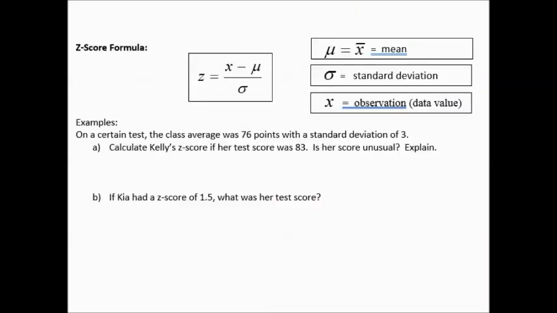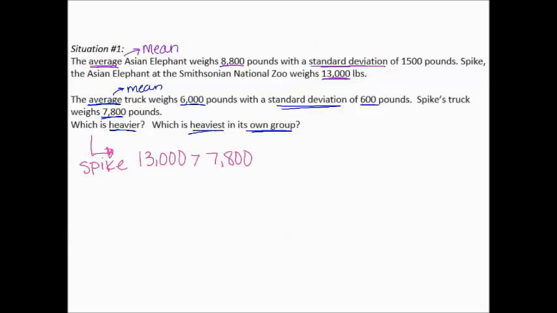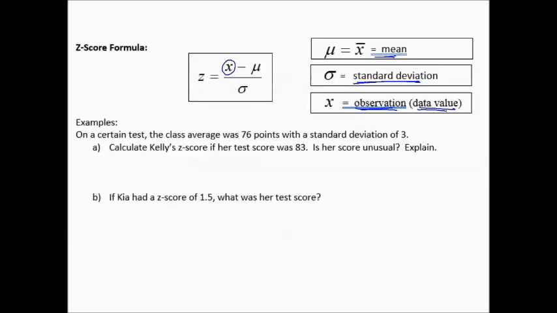So next we're going to look at our z-score formula, okay? And we are going to use this formula to compute z-scores as well as find some missing information. So we look at our formula, it says z equals x minus, remember this is our mean symbol, over my standard deviation. Okay, and my x here is an observation. It's one single data value. Again, going back to our elephant Spike, okay, we had our average elephants and one specific one. He's that one observation. And then we have our average trucks and his specific truck. That's the other observation. So let's go ahead and practice this.